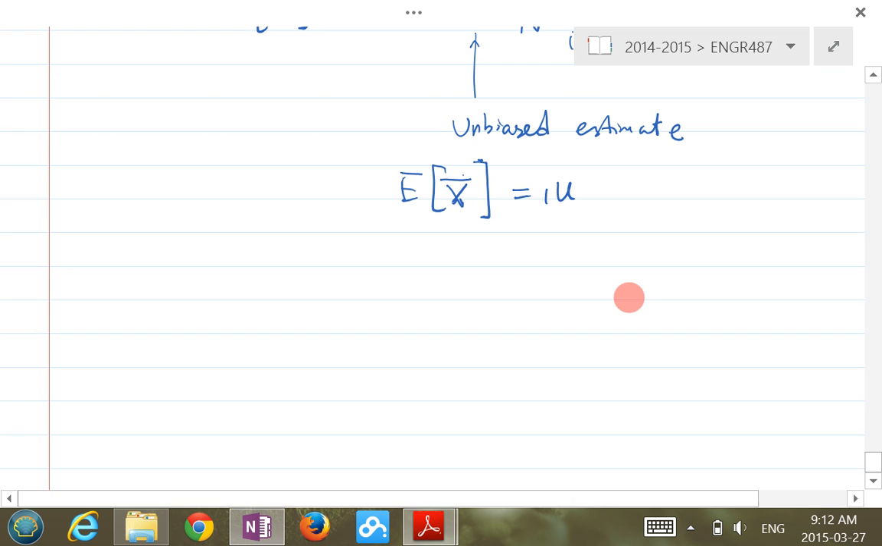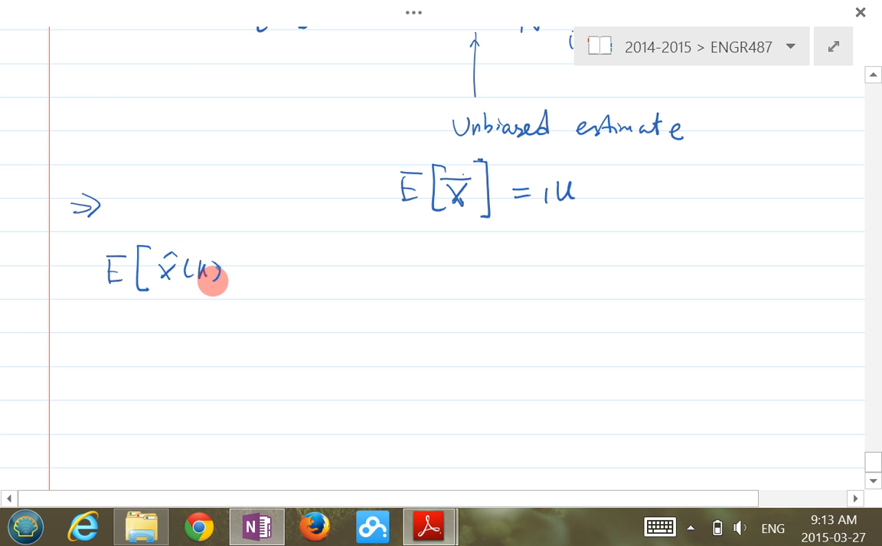So in our case, unbiased basically means what? Meaning our estimate x hat, the expected value of the x hat should be what? It should give me the original state variable. And one more thing, the mean value of the error will be 0.